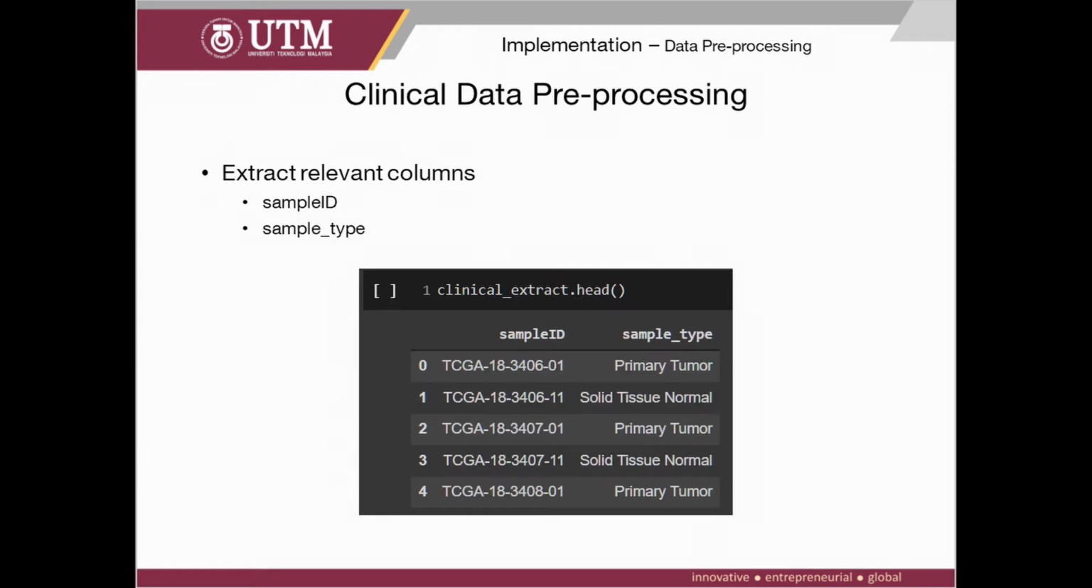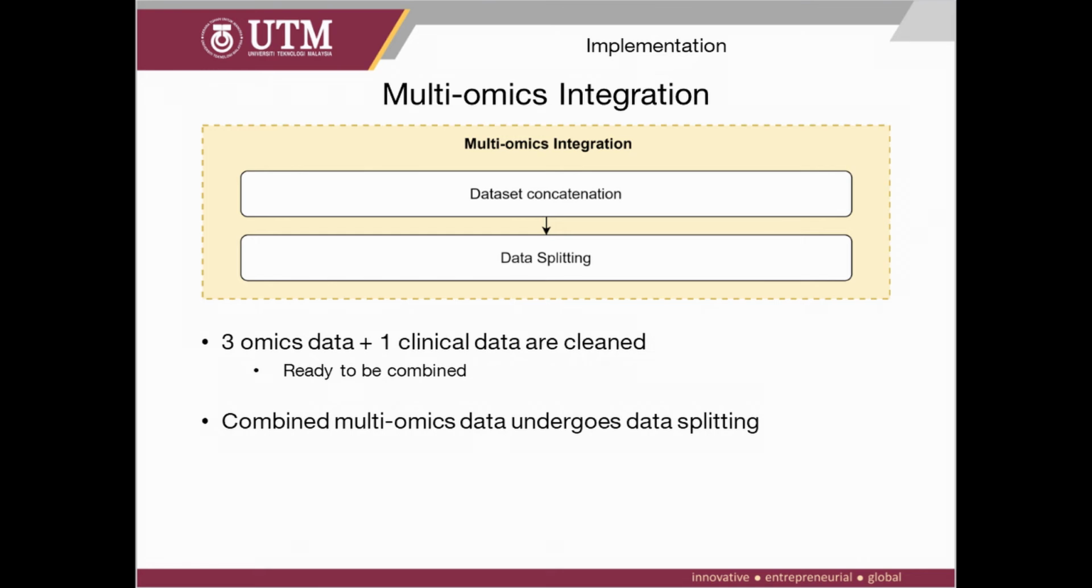The pre-processing step for the clinical data is pretty straightforward. The only two important features are the sample ID and sample type. These two features are extracted as the ID is required for multi-omics integration and the sample type feature represents the sample's class label. In the multi-omics integration phase, the three omics data and one clinical data are concatenated together to form a multi-omics data. After multi-omics integration, the data undergoes data splitting.